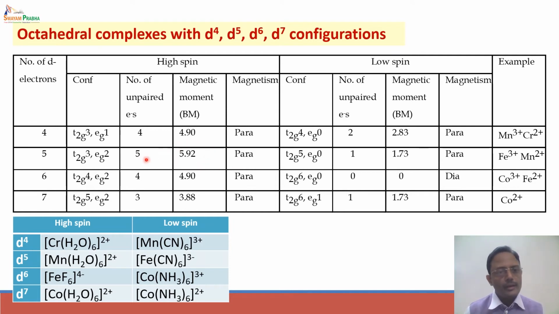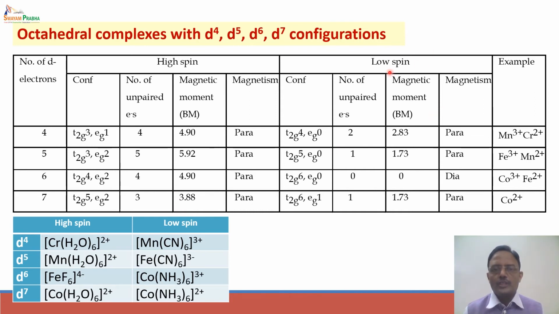In case of d6 configuration, the configuration is t2g4 eg2. Out of this, there are only 3 t2g orbitals and there are 4 electrons. It means that 1 electron is paired. As a result, there are only 4 unpaired electrons and the magnetic moment is 4.90. In case of d7 system, t2g5 eg2, now 5 electrons are there. It means that 2 pairings have already taken place. So only 1 unpaired electron over here and 2 unpaired electrons in eg. So total 3 unpaired electrons, leading to a magnetic moment of 3.88 Bohr magneton.